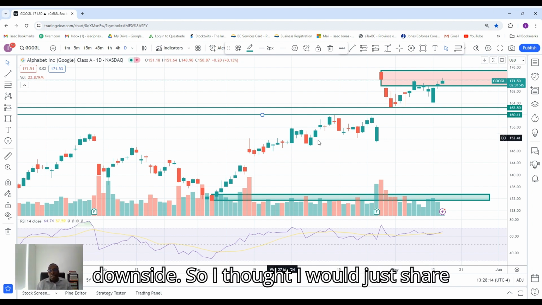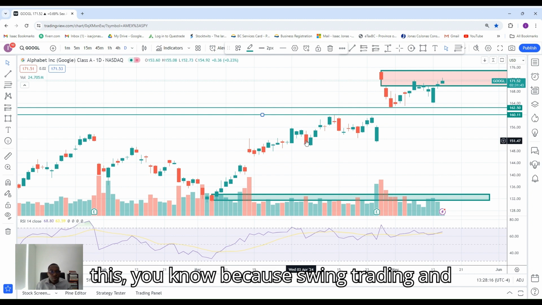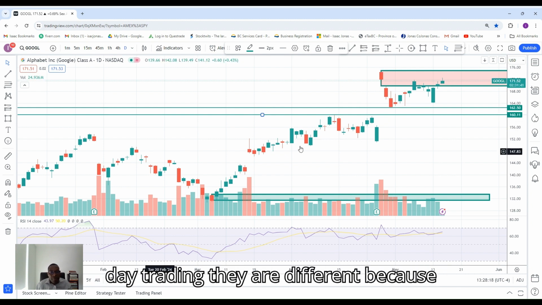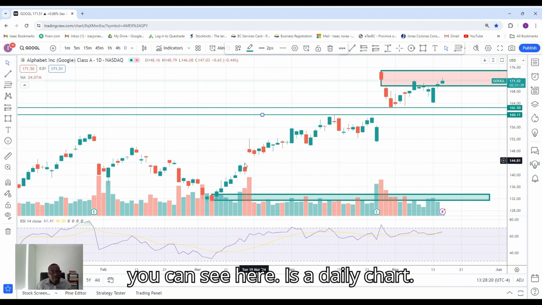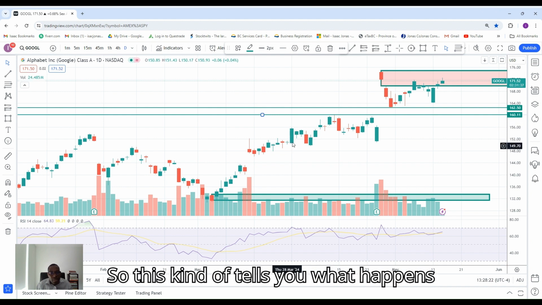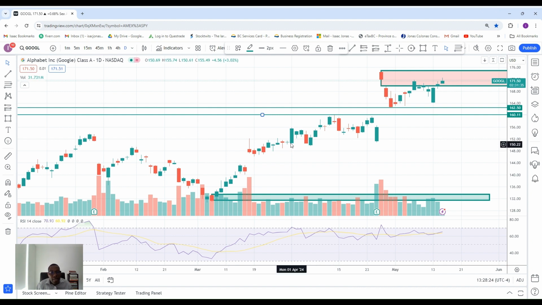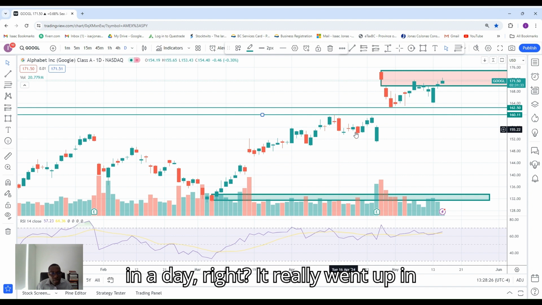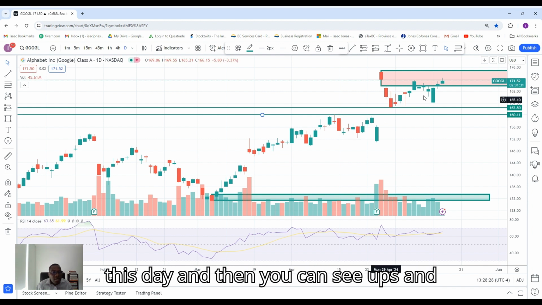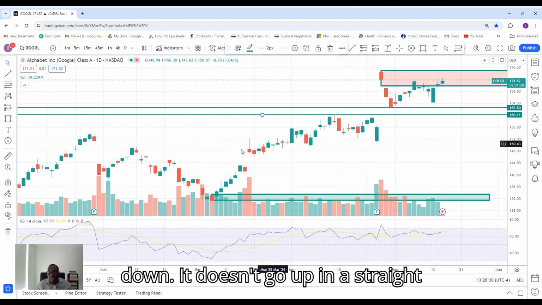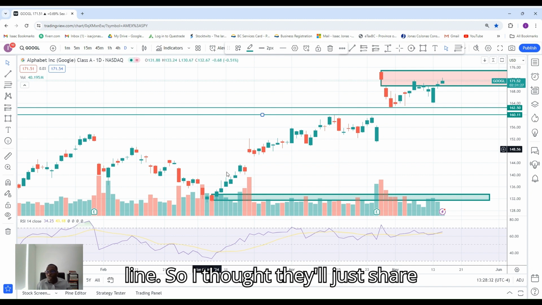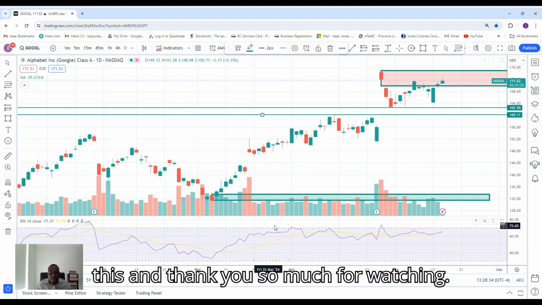So I thought I would just share this, because swing trading and day trading are different. You can see here is a daily chart. So this candle tells you what happens in a day, right? It really went up on this day, and then you can see ups and downs. It doesn't go up in a straight line. So I thought I would just share this, and thank you so much for watching.